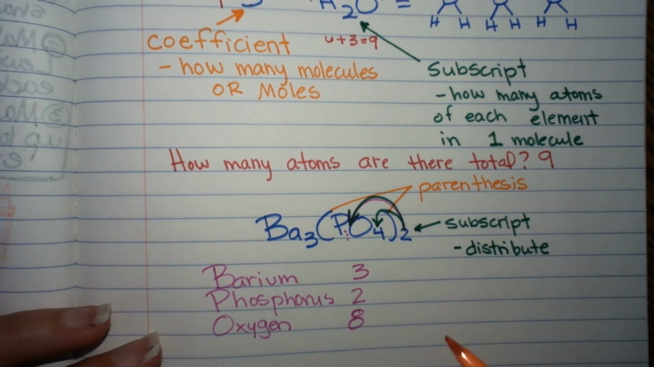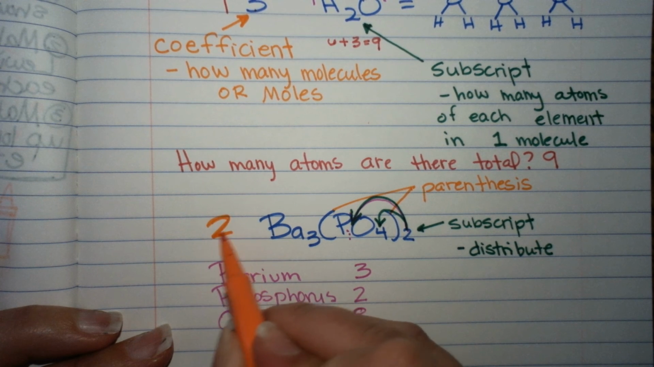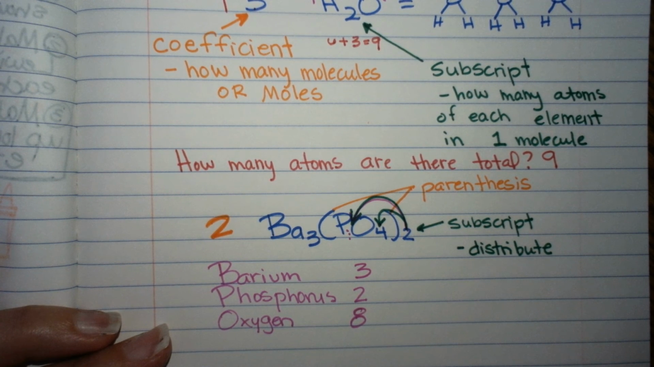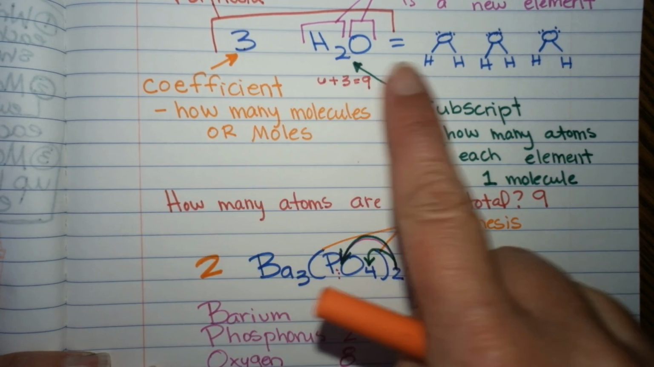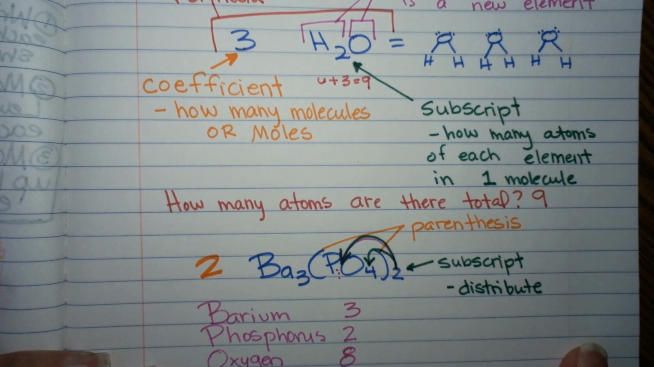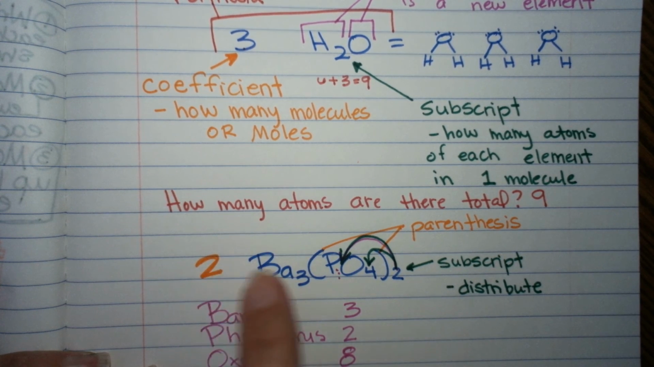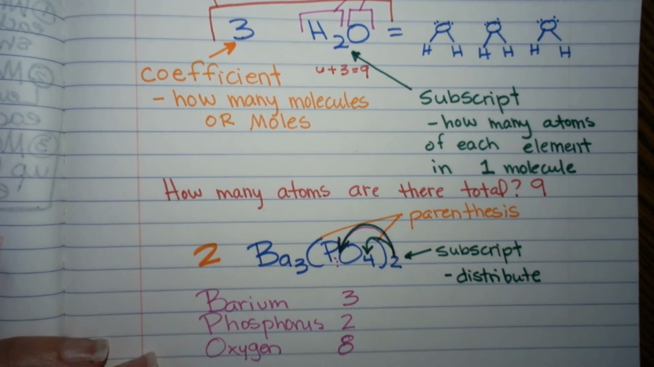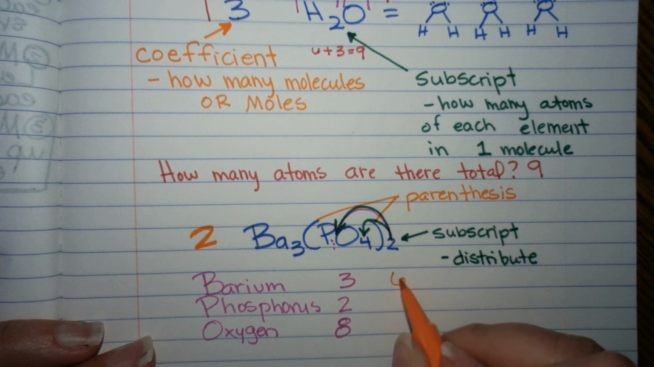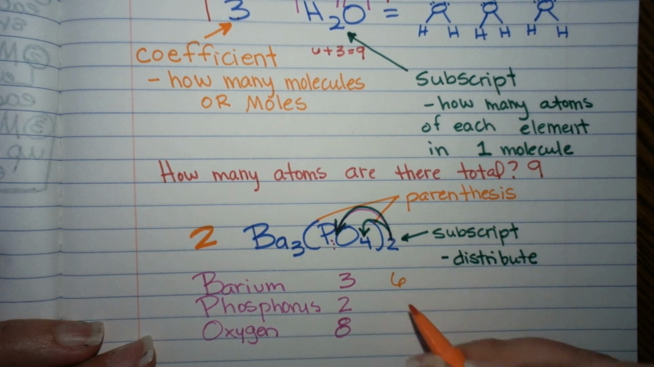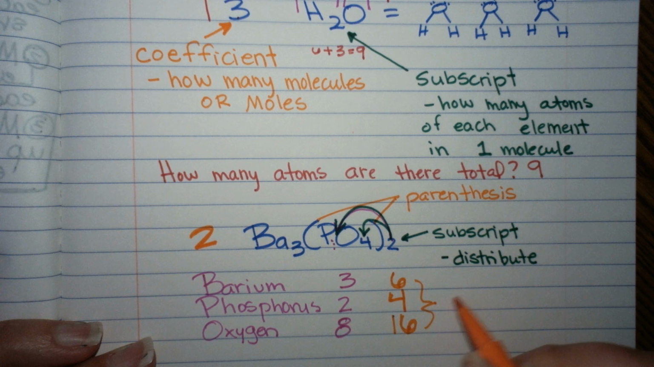What happens if I put a coefficient out there? If I have a coefficient, that means I have that many of that molecule. So now I have 2 of this molecule. So we're going to double our numbers here. 2 times 3 is 6, 2 times 2 is 4, and 2 times 8 is 16. So these are all with the coefficient.